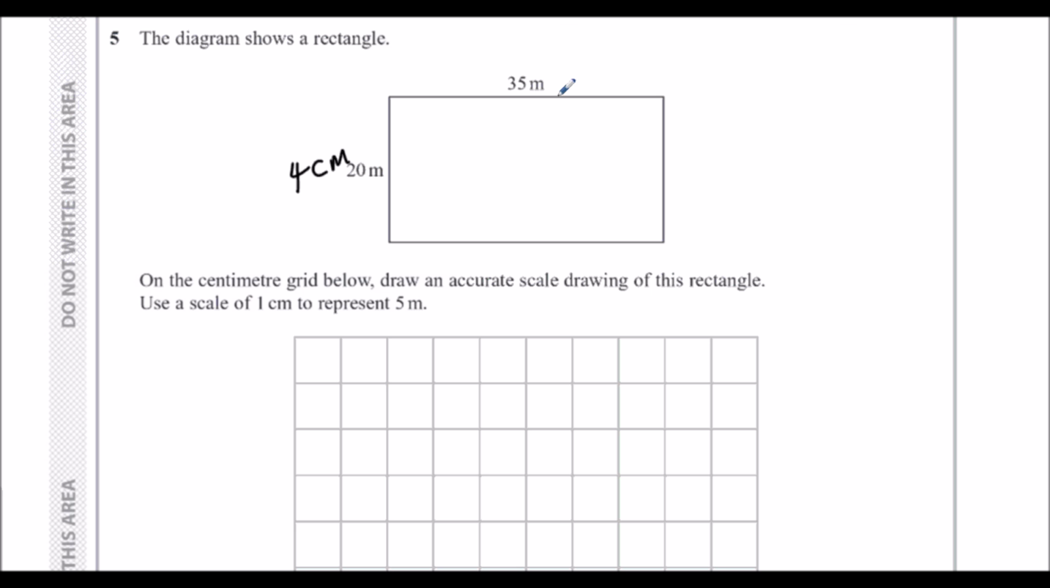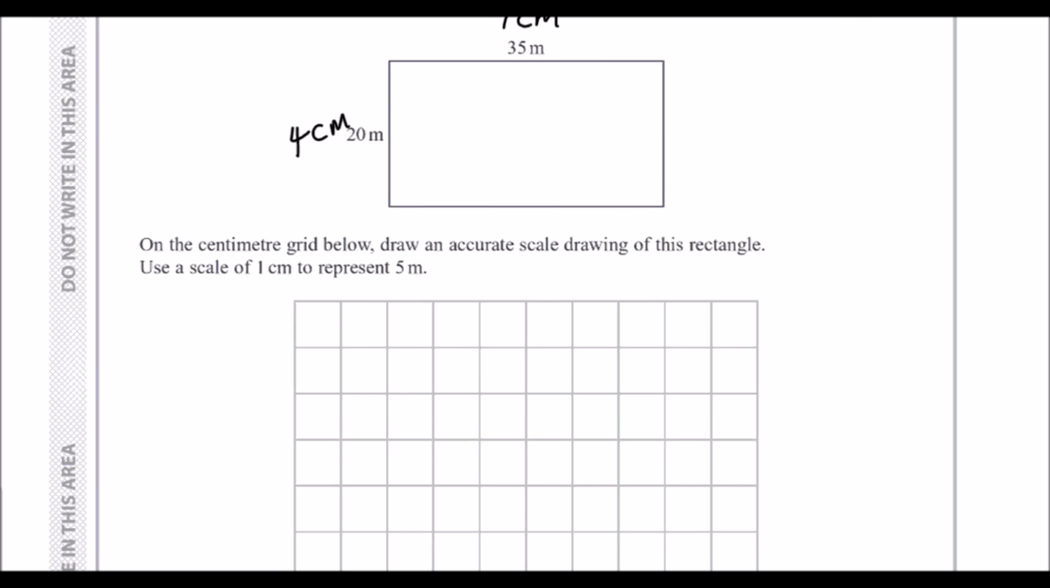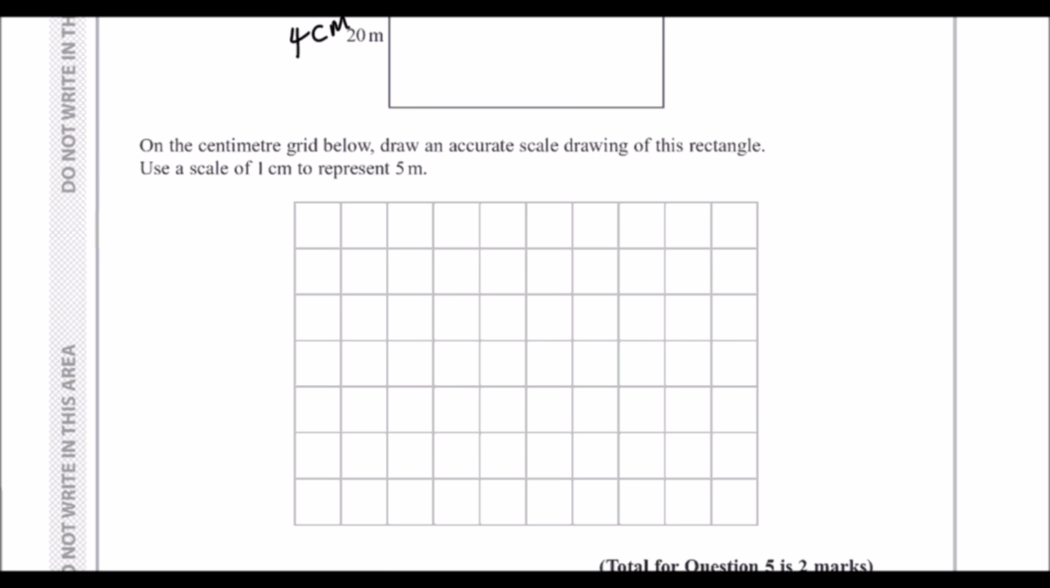35 divided by 5 is 7. So that will be 7 centimeters. So each 1 centimeter is 5 meters. So we need to draw the rectangle 4 centimeters by 7 centimeters. So 1, 2, 3, 4 up. 1, 2, 3, 4, 5, 6, 7 along. And then 4 down and 7 along. There's our rectangle, 4 by 7.